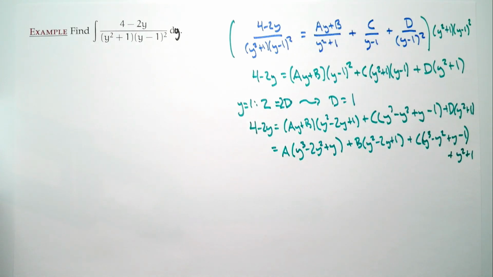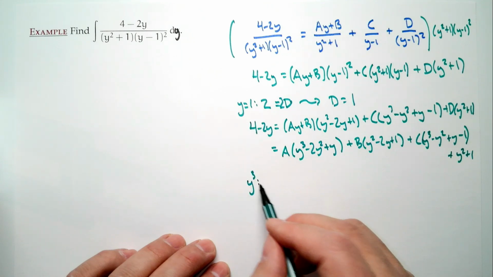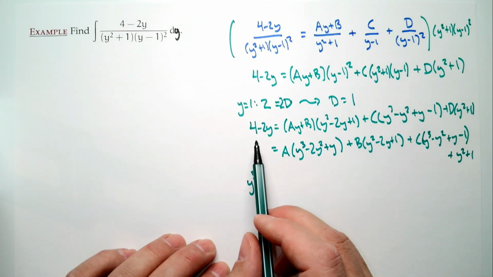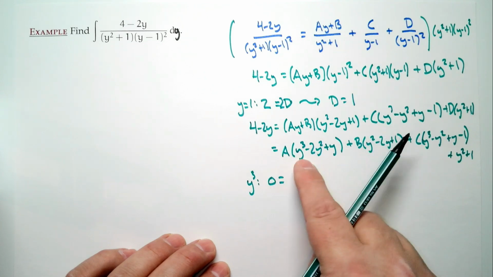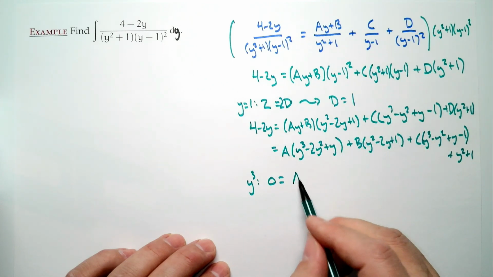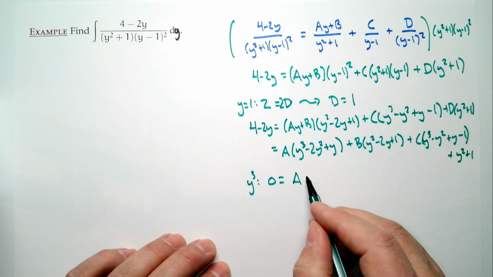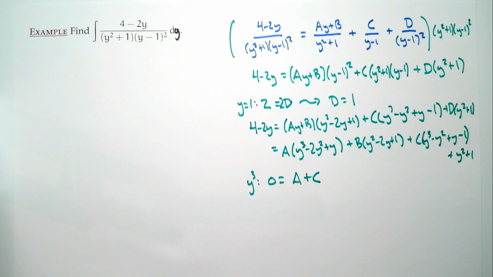And now we just group by coefficients. So the y cubed coefficient. Well, what's the y cubed over here? 0. So we get 0 equals, over here, well, there's an a, that's attached to a y cubed. Then no y cubed on that term. There's a c, that's attached to a y cubed, and there's no y cubed there. So we end up with the conclusion that a plus c has to equal 0. All right, well, that's useful information. We might be able to get something out of that.